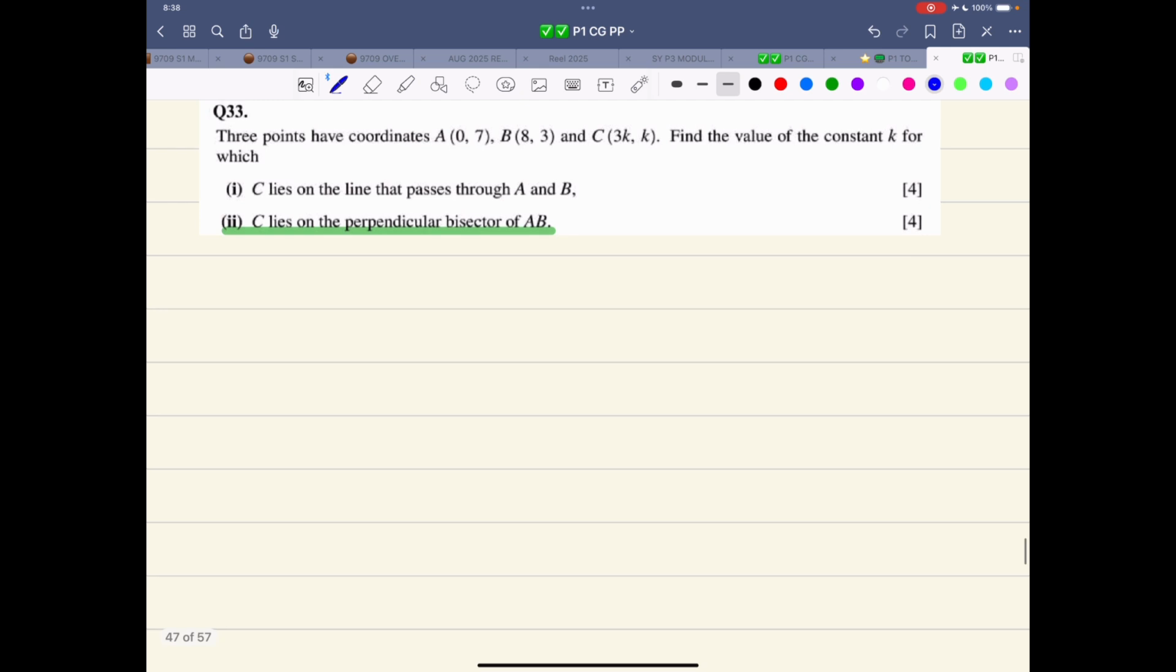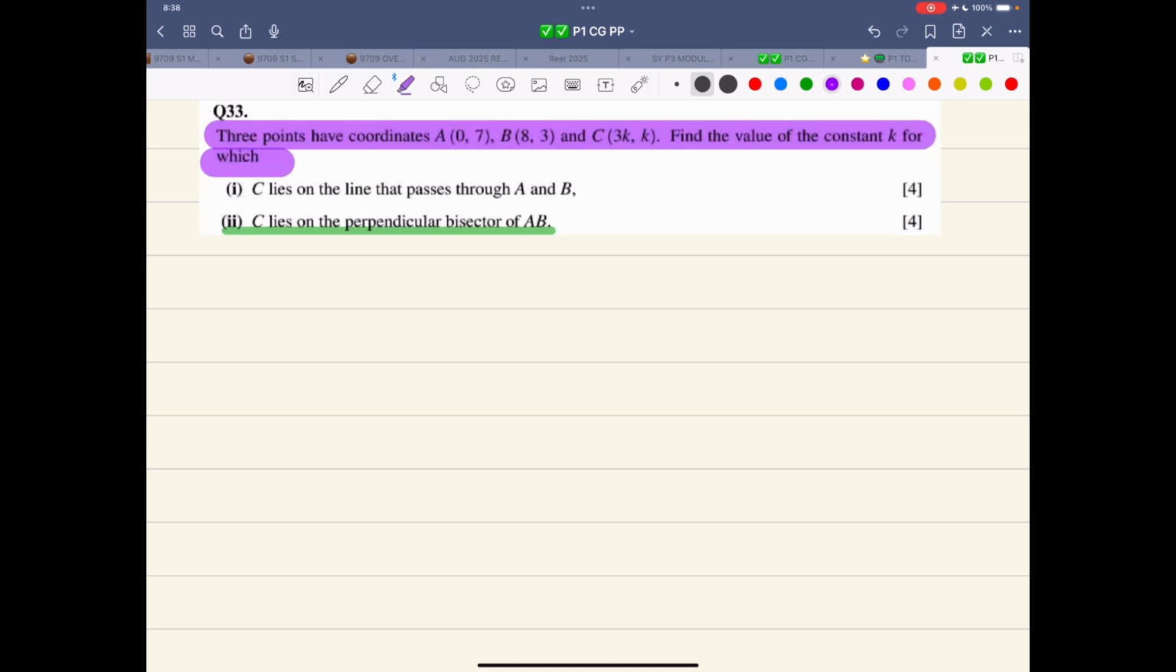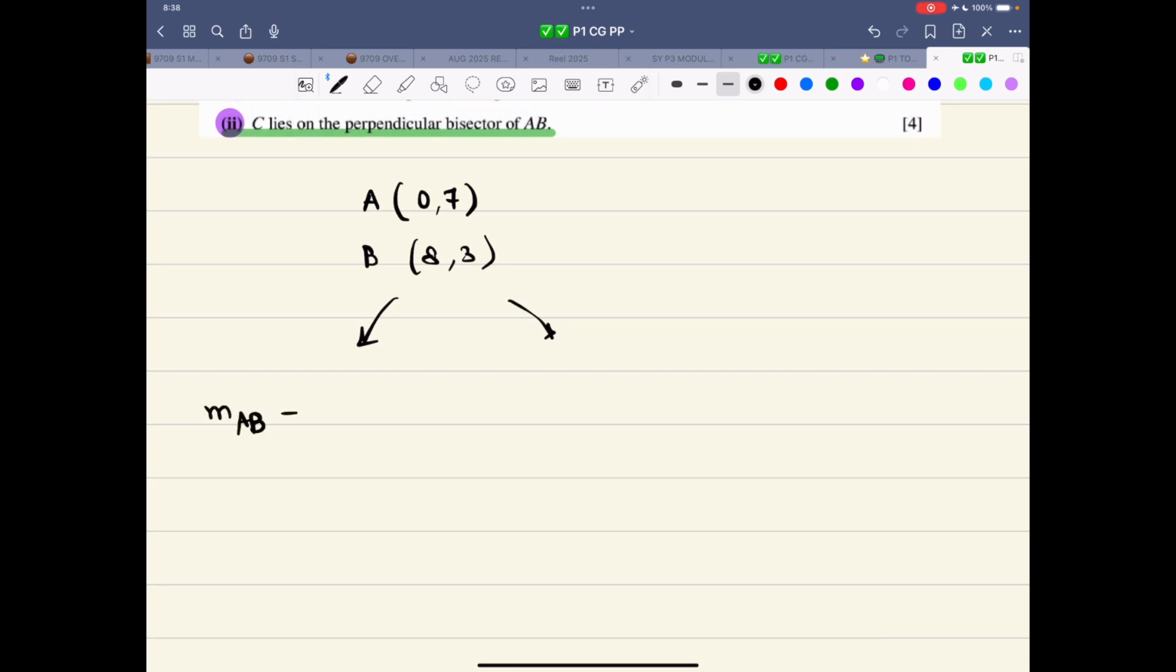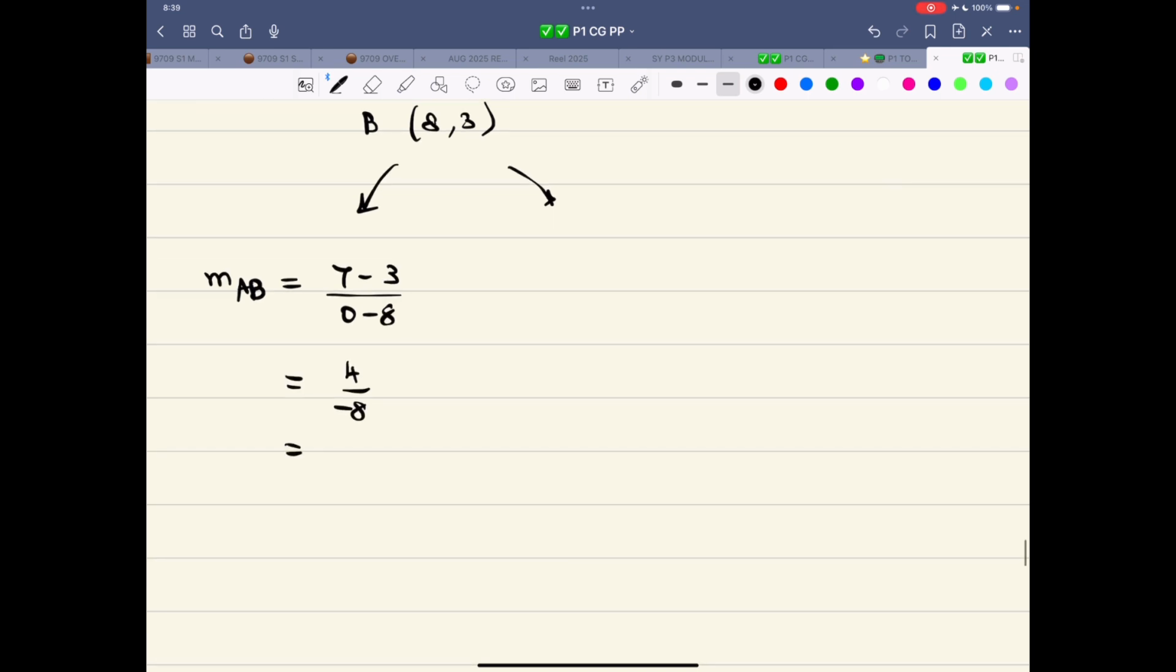The second part. Now, this paragraph over here, let me highlight this. This whole thing over here is naturally applicable for the second part also, right? So now it says C lies on the perpendicular bisector of AB. So let me write A over here, that is 0, 7. Let me write B over here, that is 8, 3. And then I should calculate two things. The first thing is the gradient of AB, which is 7 minus 3 over 0 minus 8, and I think I calculated it earlier. That is 4 over negative 8. That comes out to be negative half.